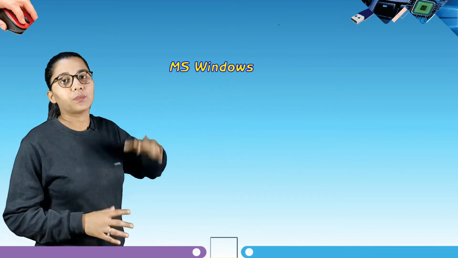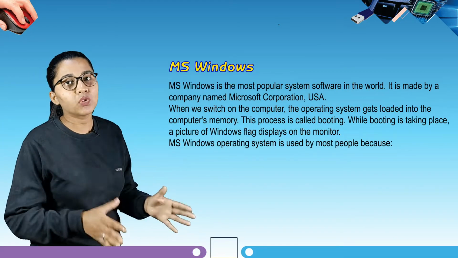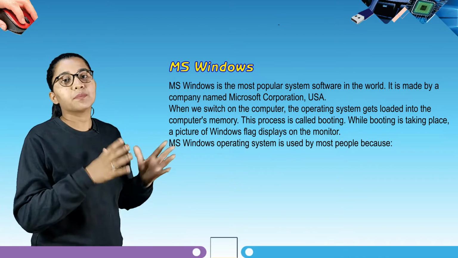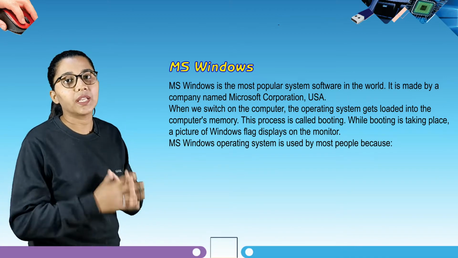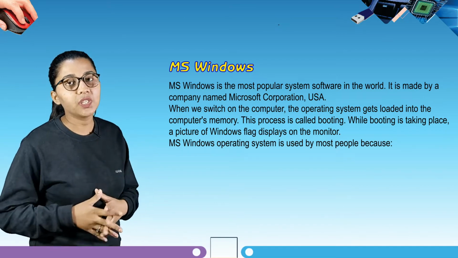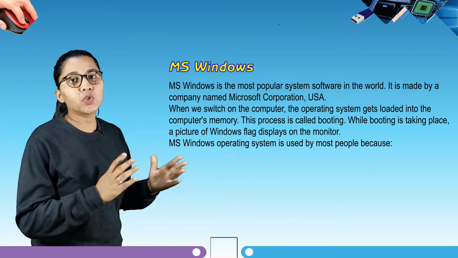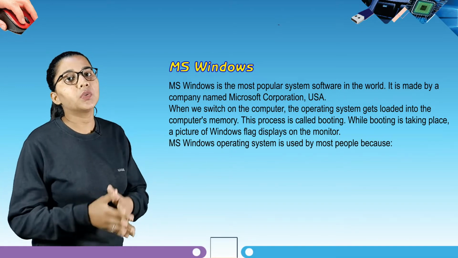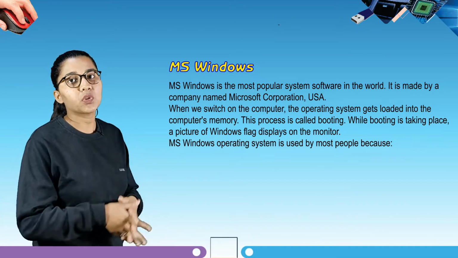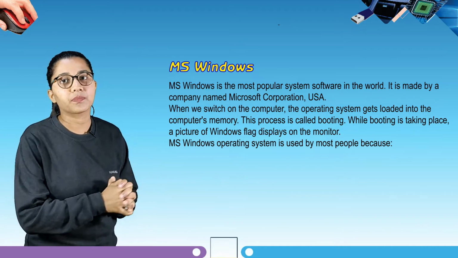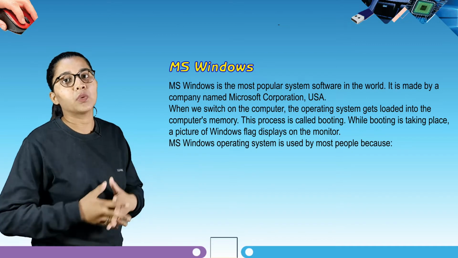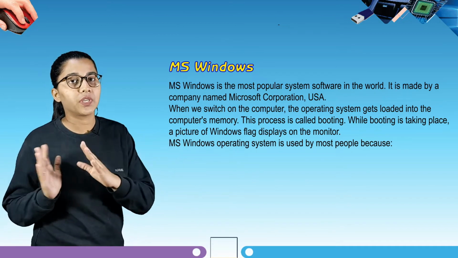Now our next topic is MS Window. MS Window is the most popular system software in the world. It is made by a company named Microsoft Corporation USA. When we switch on the computer, the operating system gets loaded into the computer's memory. This process is called booting. While booting is taking place, a picture of the Windows flag is displayed on the monitor.